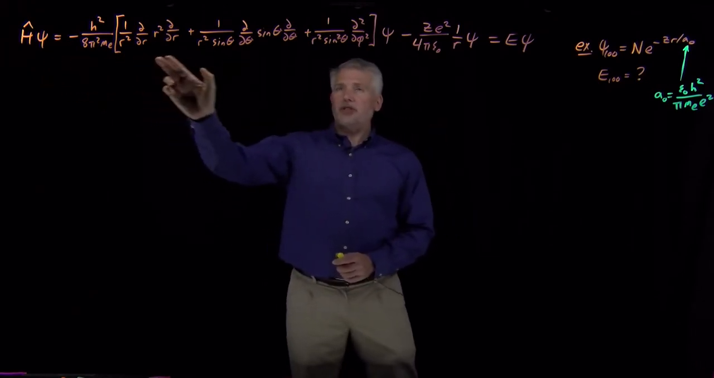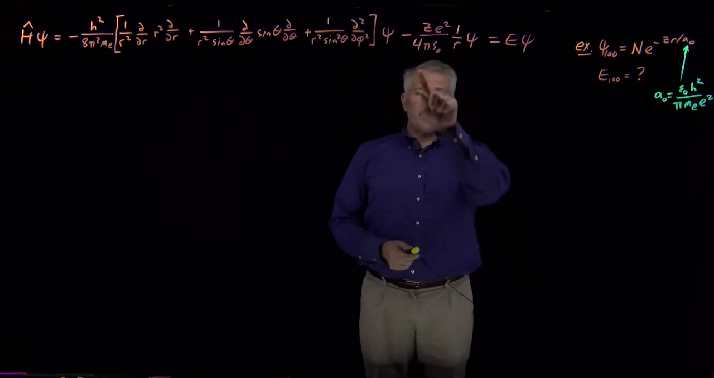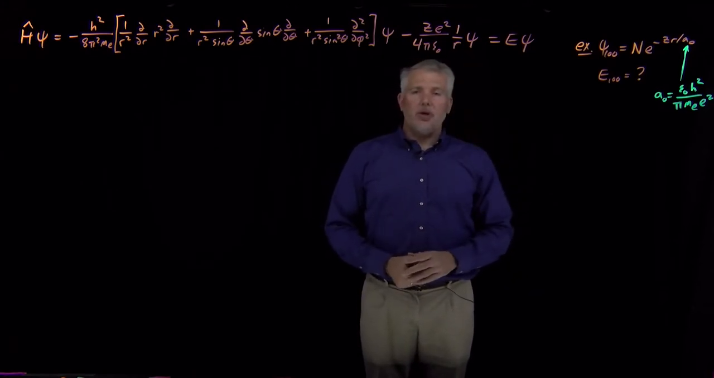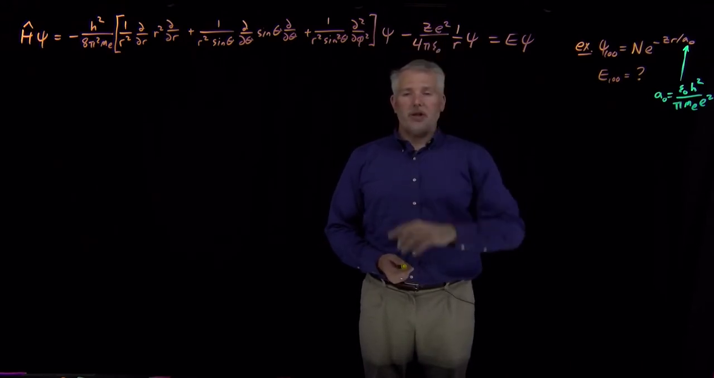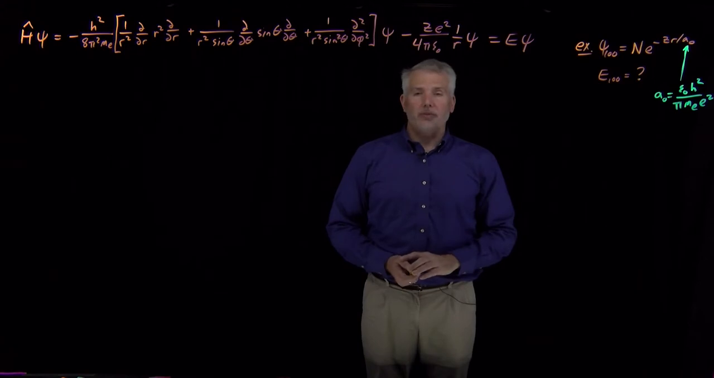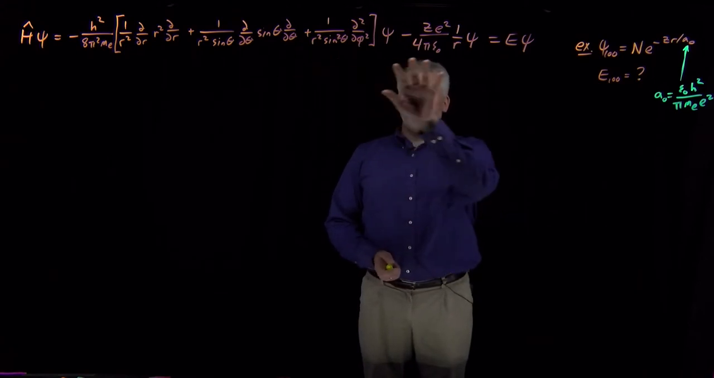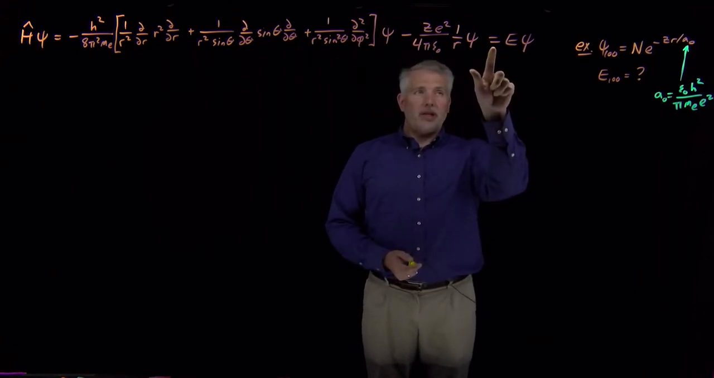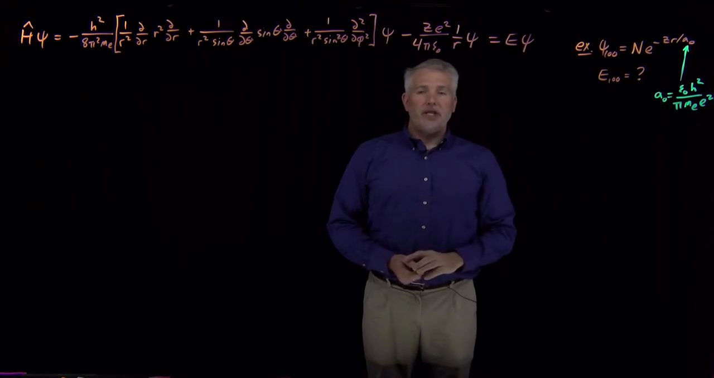We've got the kinetic energy term in spherical coordinates, and we've got the potential energy term, which is just the Coulomb interaction, the 1 over r Coulomb interaction for the electron interacting with maybe one proton or maybe a nucleus with more than one proton in it. That kinetic plus potential energy must sum to give the energy times the wave function, so that's Schrodinger's equation.